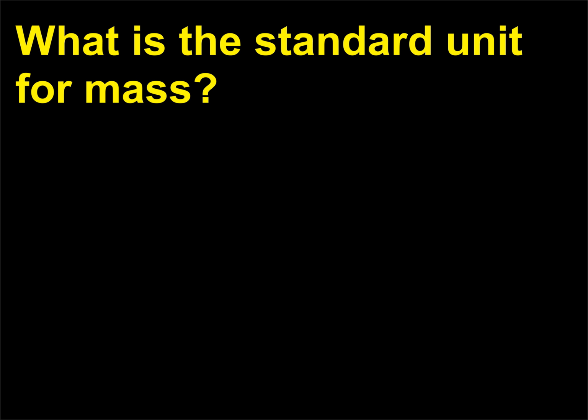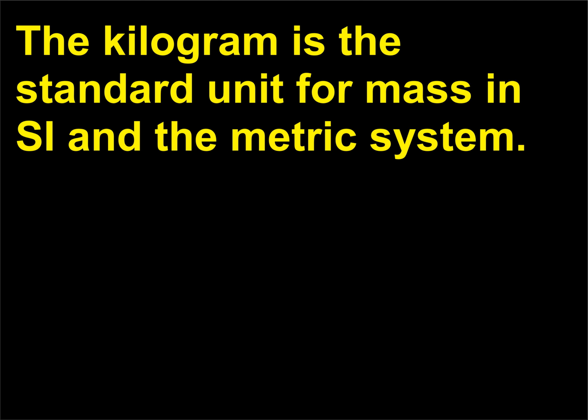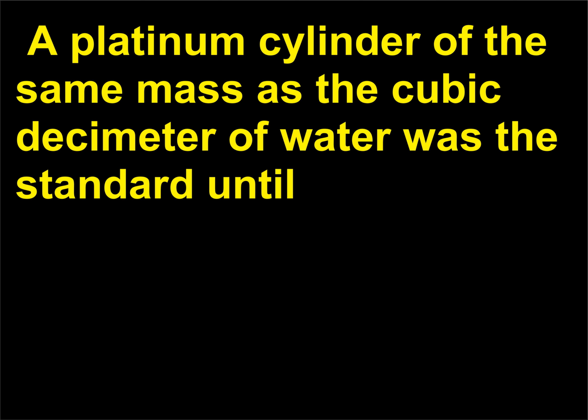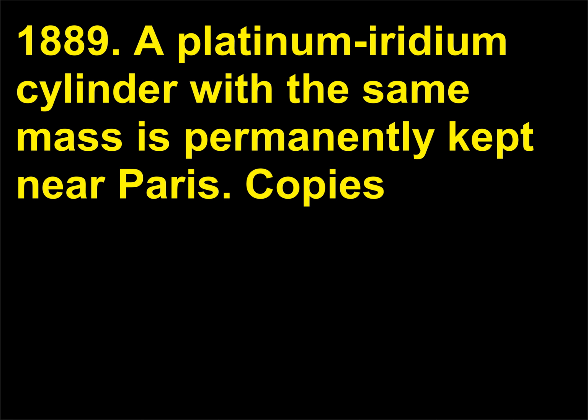What is the standard unit for mass? The kilogram is the standard unit for mass in SI and the metric system. The kilogram was originally defined as the mass of 1 cubic decimeter of pure water at 4 degrees Celsius. A platinum cylinder of the same mass as the cubic decimeter of water was the standard until 1889. A platinum-iridium cylinder with the same mass is permanently kept near Paris.